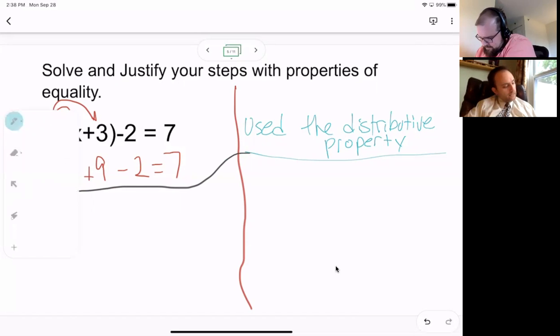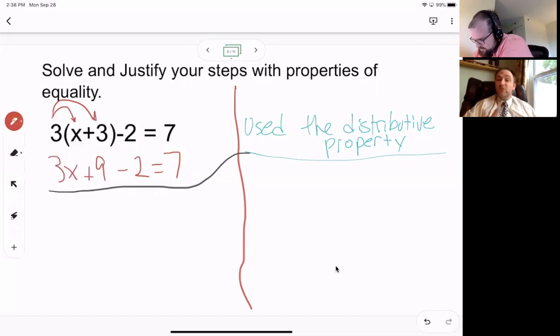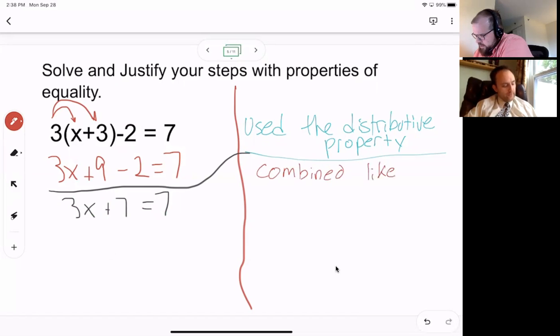Then I'm going to go ahead and combine that 9 and that 2. You don't have to. You could start moving them to the other side. But I'm going to combine them by combining like terms. And then again, this is one that sometimes we don't always need to say, but it's really nice to explain your steps of what you've done.